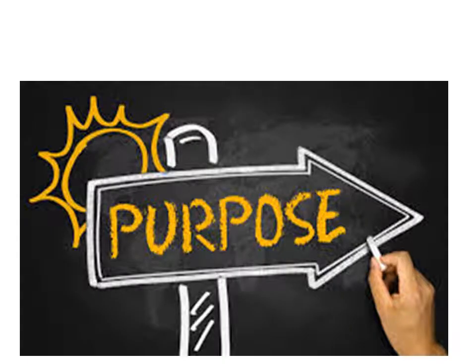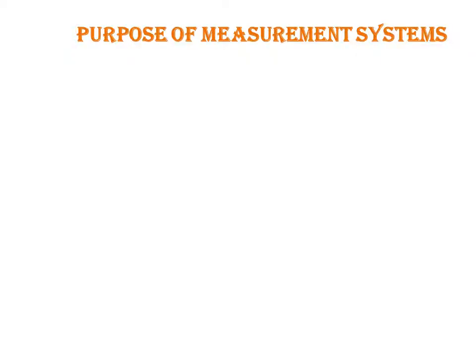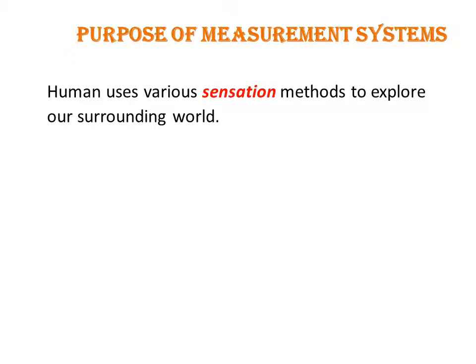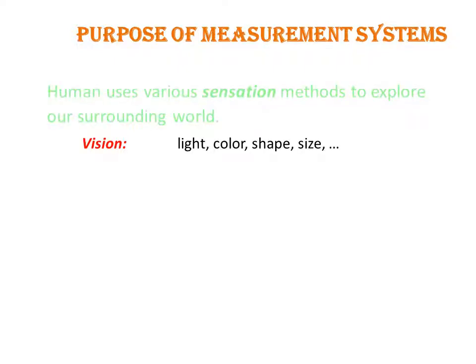First, let us see what is the purpose of a measurement system. Why we require a measurement system? What are the ways in which the measurement system helps us? In our day-to-day life, as a human being, we have different sensation methods. All these sensation methods helps us to analyze the quality and the quantity of an object or a process or a system.